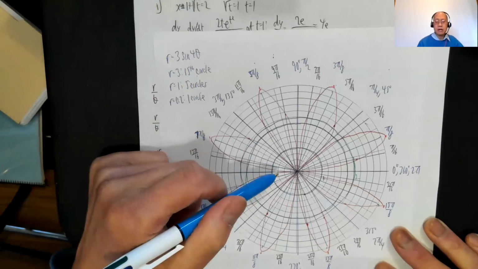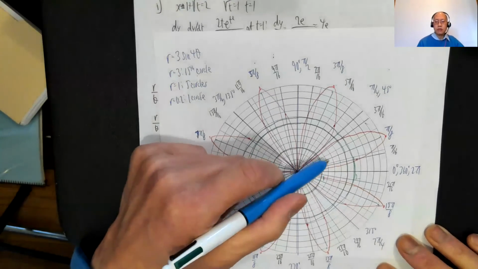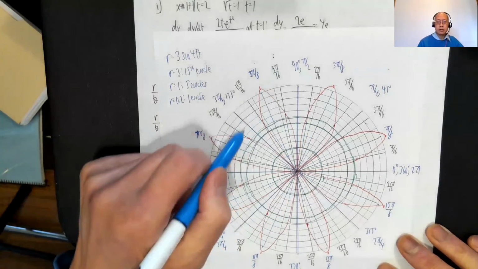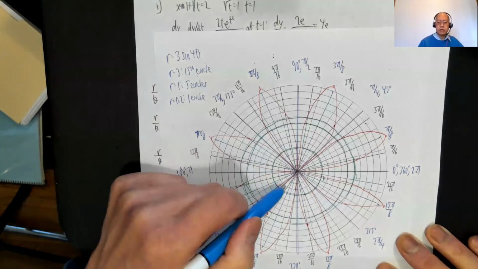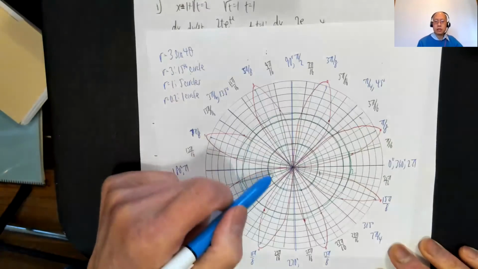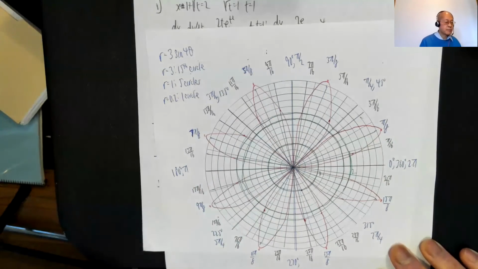You basically have 8 branches, 8 equivalent loops, 2 in every quadrant. These 2 in quadrant 1, these 2 in quadrant 2, these 2 in quadrant 3, these 2 in quadrant 4. The maximum is the 15th circle all the way through, and that's what it looks like.